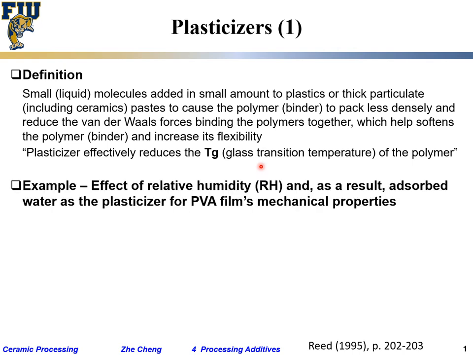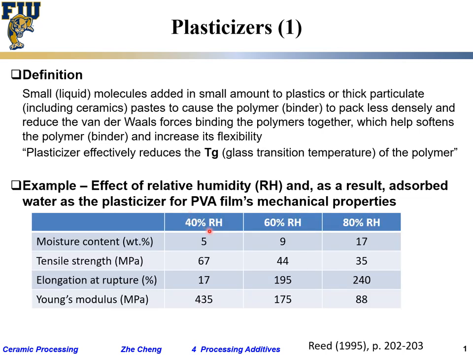Here we show an example of the effect of relative humidity. In this case, the small molecule would just be humidity, the small molecule would just be water molecules. So water as a plasticizer for PVA, polyvinyl alcohol film, affects the polymer's mechanical properties. I'm going to show the table, but first look at the horizontal top line: 40% RH, that means 40% relative humidity, 60% relative humidity, 80% relative humidity. Which means for a polymer, you put that material in different environments with different controlled humidity.